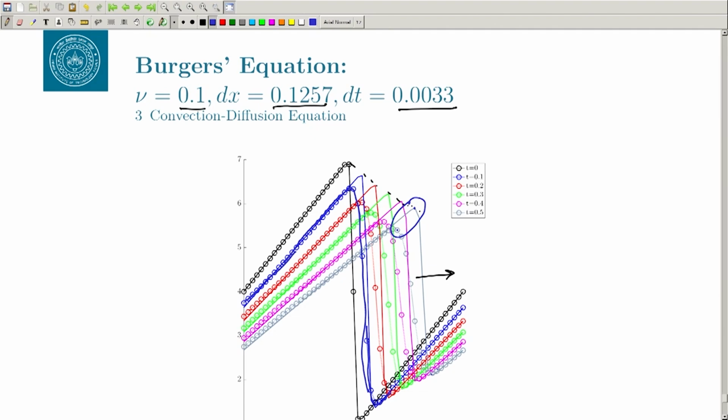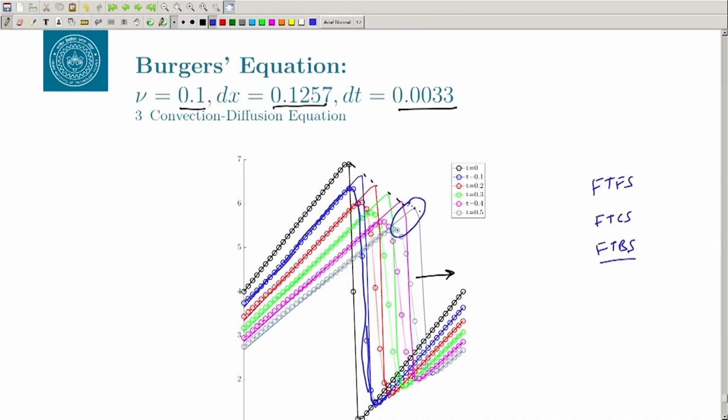In the next classes we will look at when the schemes become stable, what criteria we can use to ascertain that a scheme will be stable, what the conditions are, and also we will look at some more schemes. We have only seen some very simple schemes, which are FTFS, FTCS, FTBS and so on and so forth.